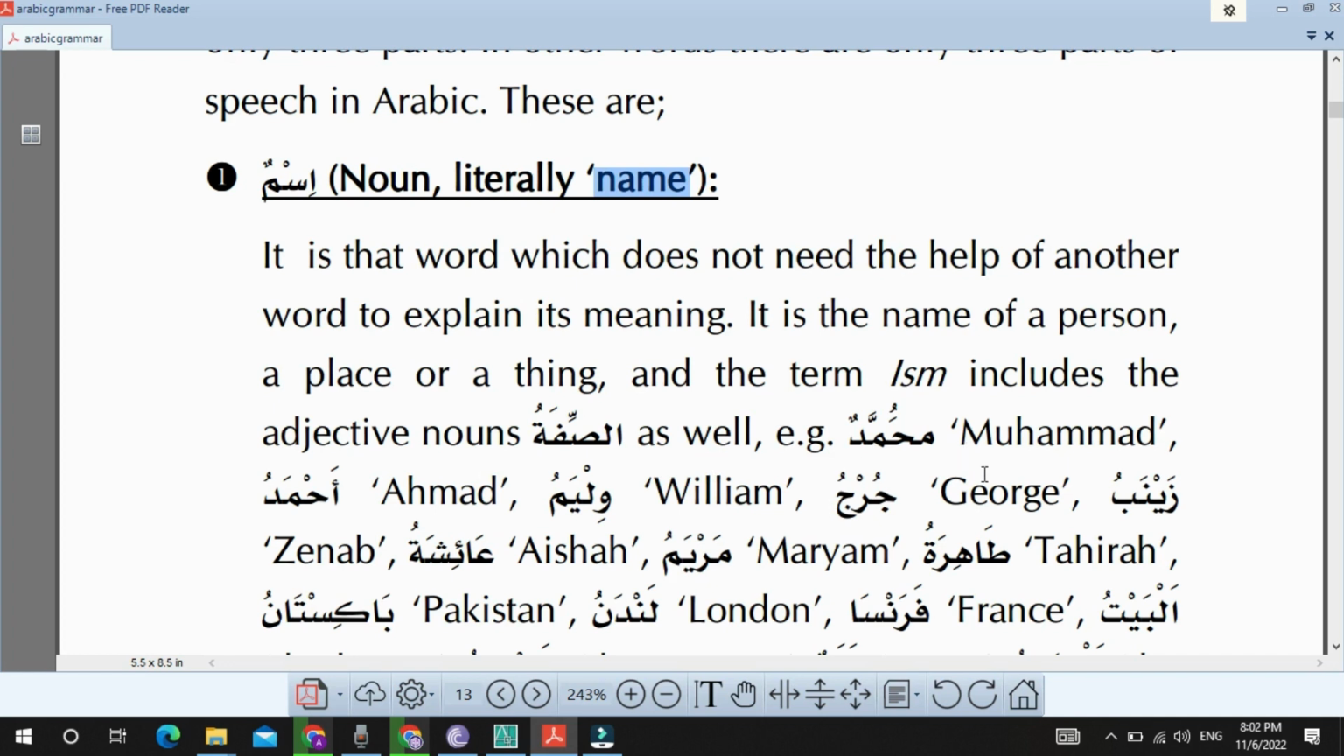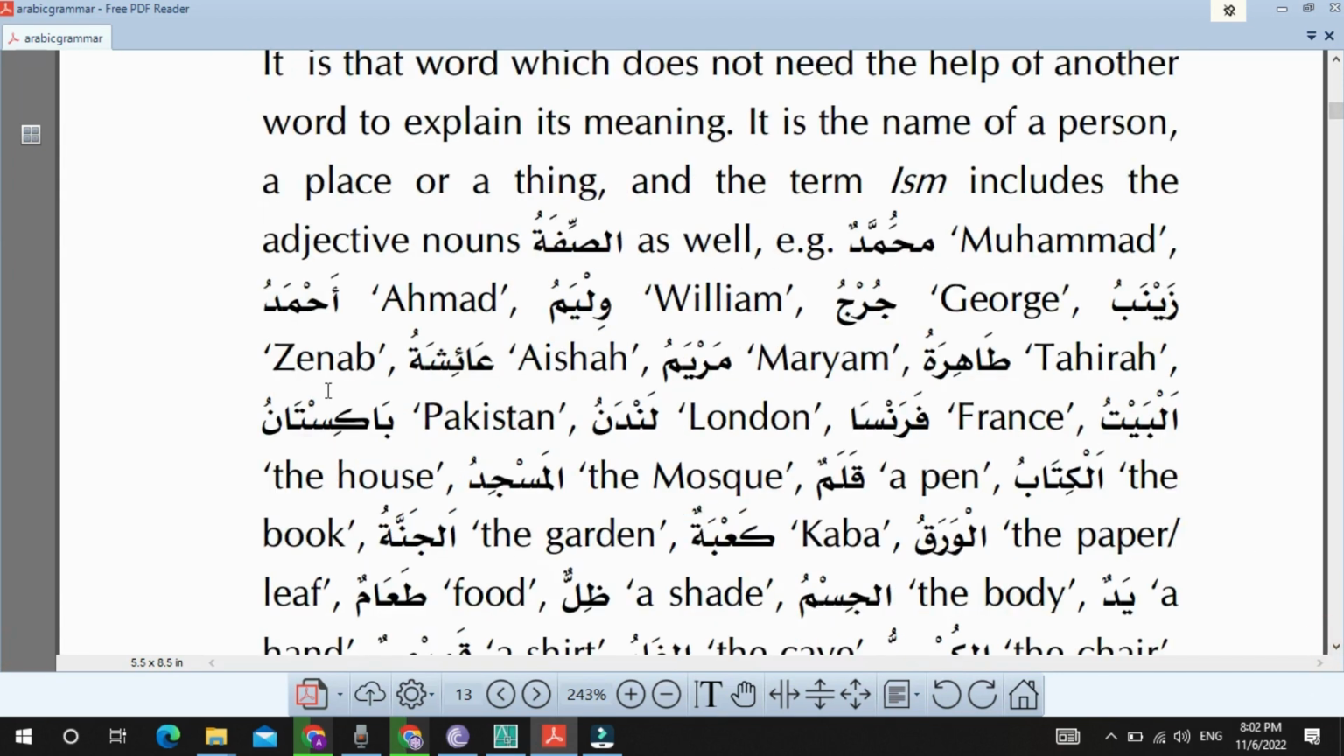For example, Muhammad. This is the name of a person. Ahmad. This is the name of a person. In English, William. This is the name of a person. Jurjun, George. Okay. The next word is Zainab. Aisha. Maryam. Tahira.